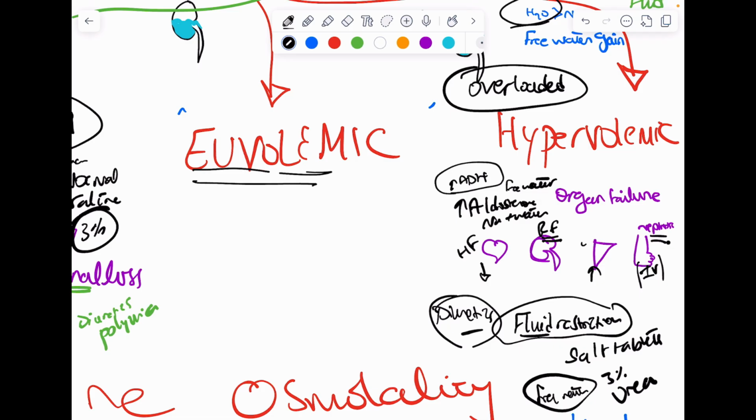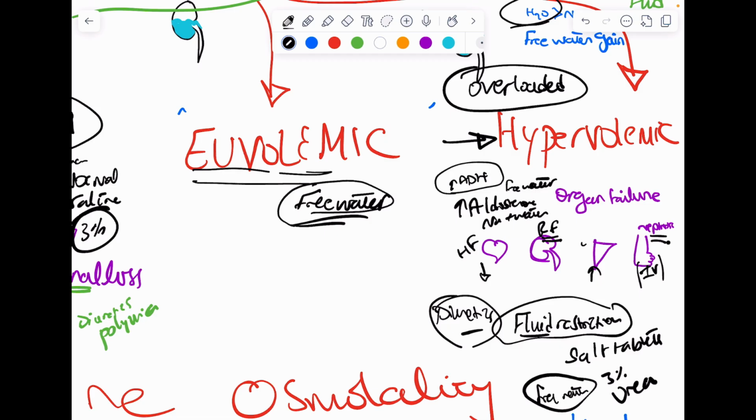Now to the euvolemic type. Here, this person has low sodium concentration in their blood, but they're neither congested nor dehydrated. They're just retaining extra free water. Now, because this is free water without sodium, unlike this patient, they will be euvolemic. They have nothing extra in their third space. They're not congested. Their kidneys and heart are functioning perfectly.